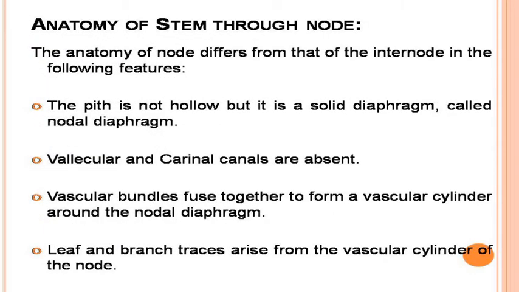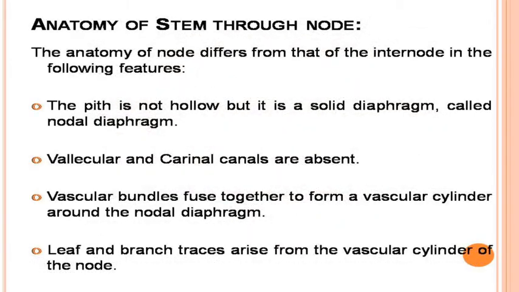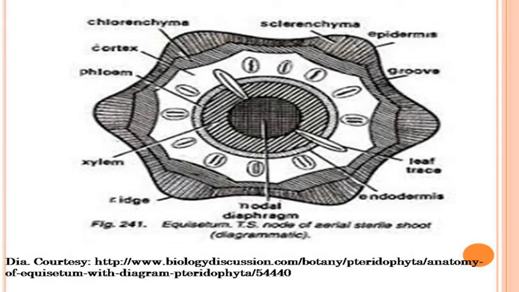Now we talk about the anatomy of the stem through the node. The anatomy of the stem through the node differs from that of internodes in only a few features. Like in the diagram we can see that the hollow pith is not present. It is in the form of a nodal diaphragm. It is a solid portion, and the vallecular canal and carinal canals are absent in it. And then we can see the leaf traces in them. The rest are similar to that of the internode of the aerial shoot.